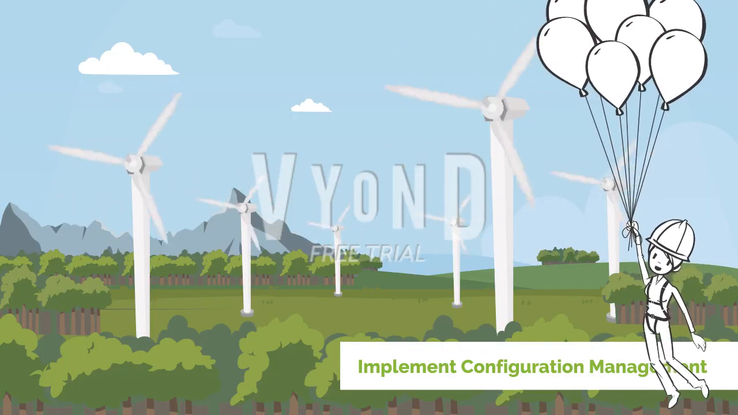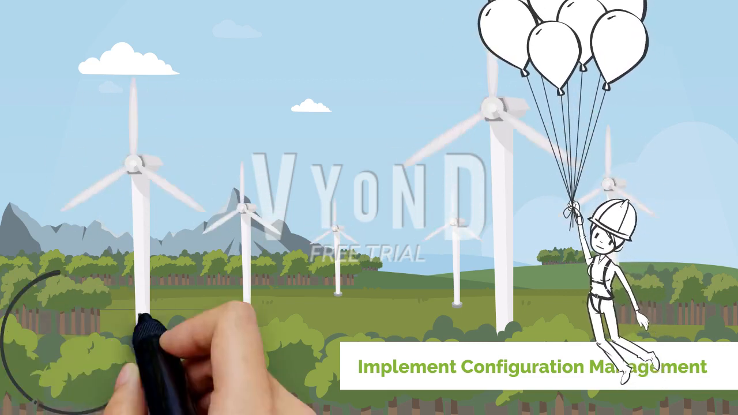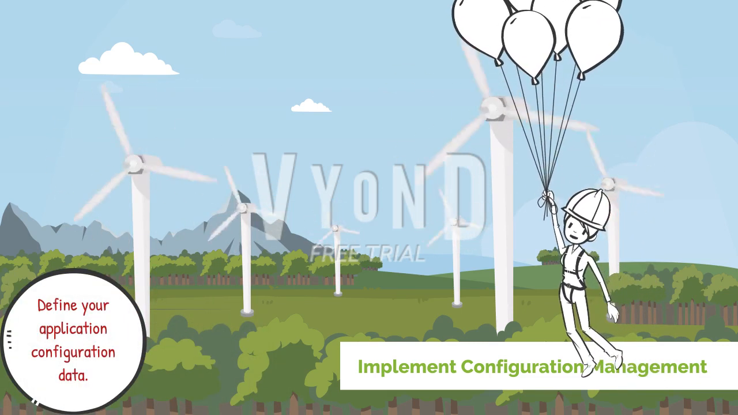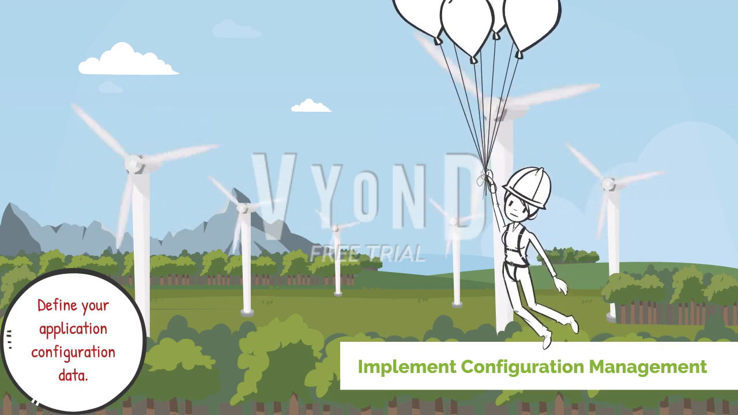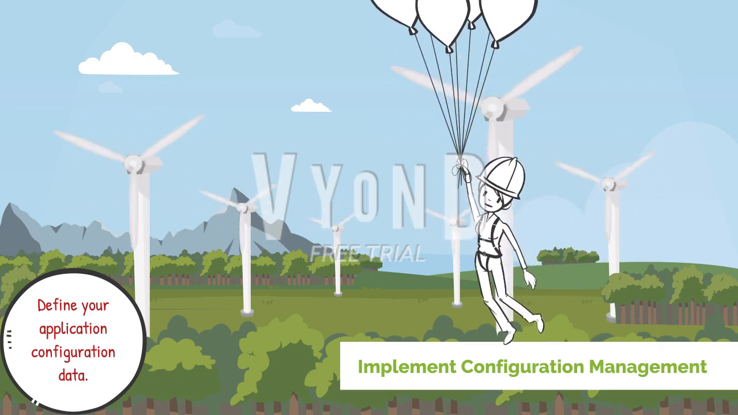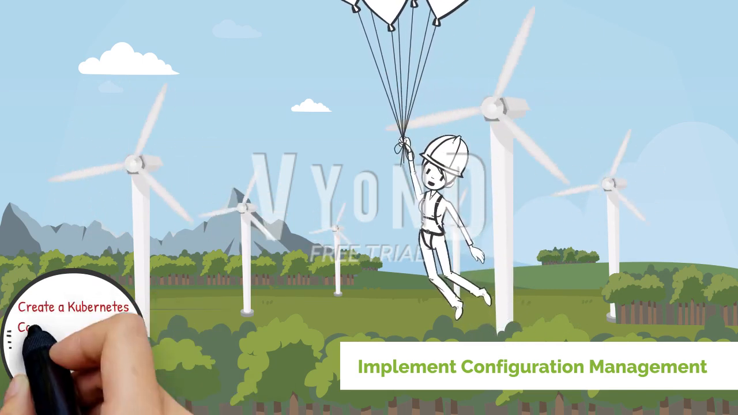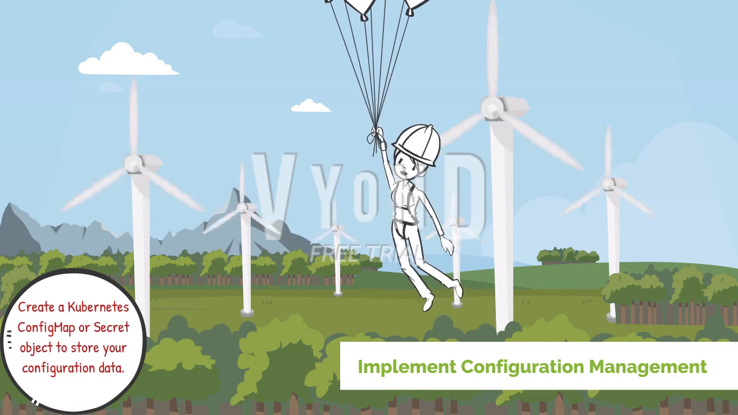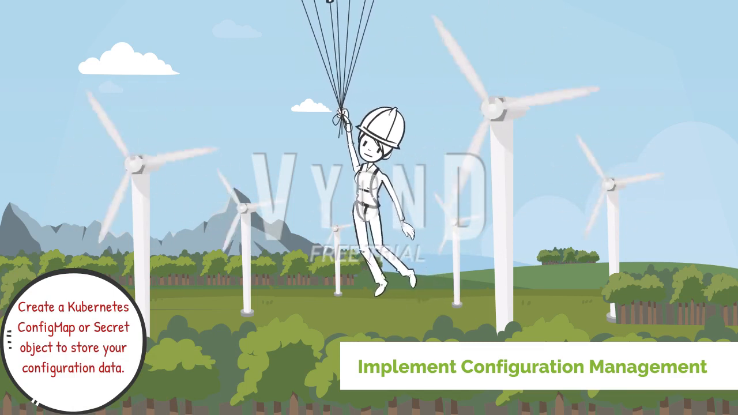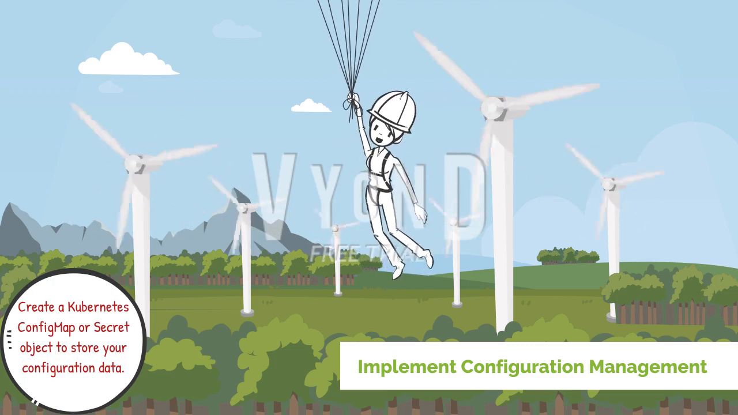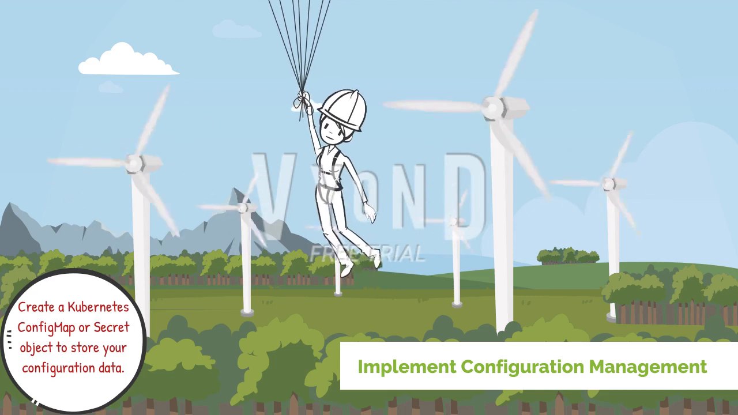To implement configuration management in Kubernetes, you can follow these steps. 1. Define your application configuration data. This can include environment variables, configuration files, and other configuration data that your application requires. 2. Create a Kubernetes config map or secret object to store your configuration data. You can create config maps or secrets using YAML files or by using the kubectl command line tool.